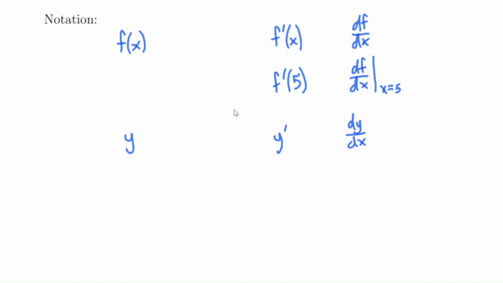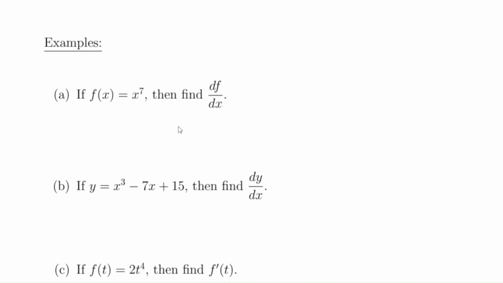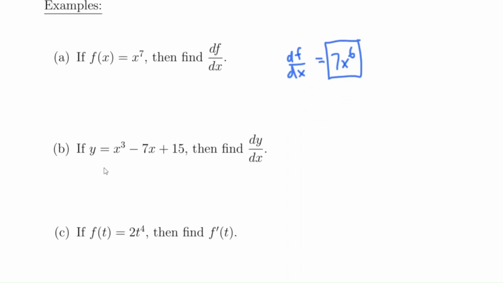Okay, so let's look at some examples here. If f of x is x to the 7th power, what is df dx? Well, df dx is going to be 7x to the 6th. Remember, df dx is the same thing as f prime of x. It's just another way of writing the derivative. Okay, if y equals x cubed minus 7x plus 15, what is dy dx? Well, dy dx is going to be 3x squared minus 7. Derivative of x cubed is 3x squared. Derivative of 7x is just 7.